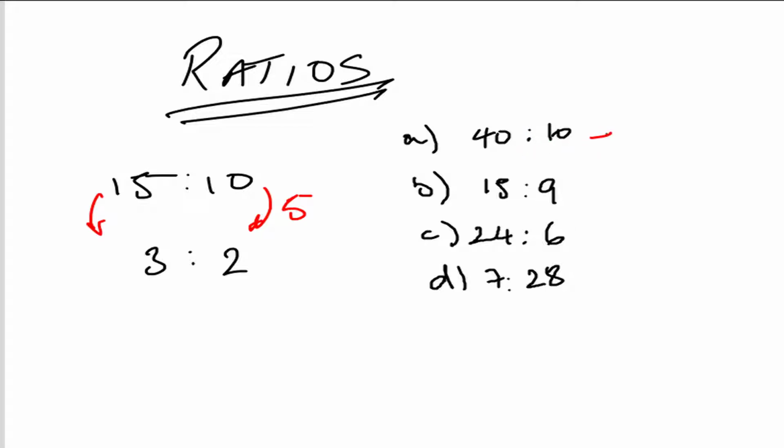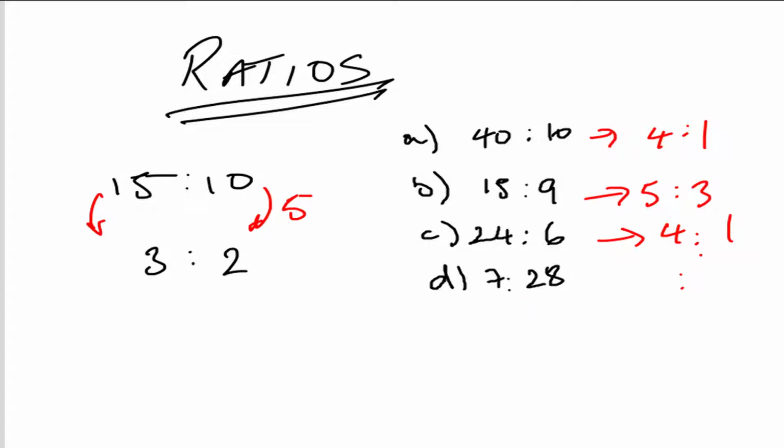So what you can do, you can divide that by say 10, you get 4 to 1. This one, what's the common factor? It looks like 3 is. So you got 15 divided by 3 is 5, and 9 divided by 3 is what? 3. So therefore that's the simplest form. Let's go to the next one. 24 to 6. So I already know 24 does divide by 6. You got 6, 12, 18, 24. That's 4. Again 4 to 1 it looks like.